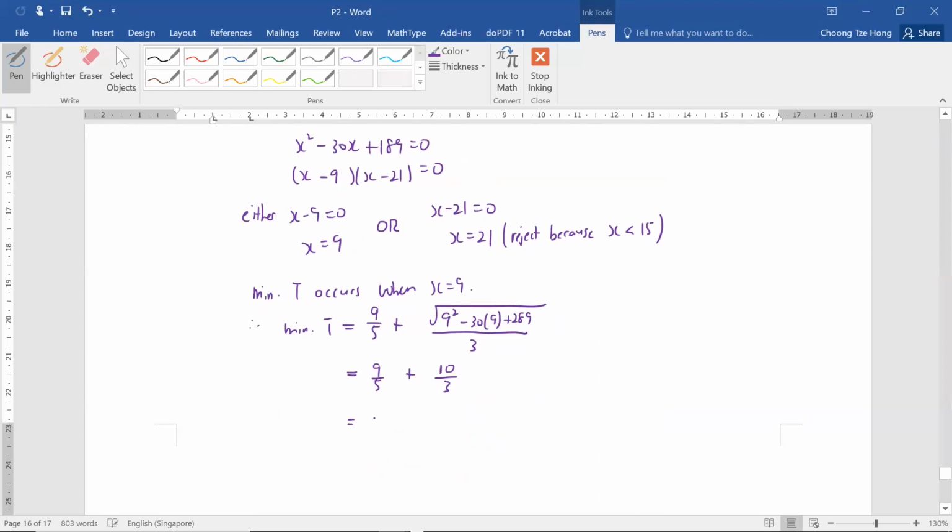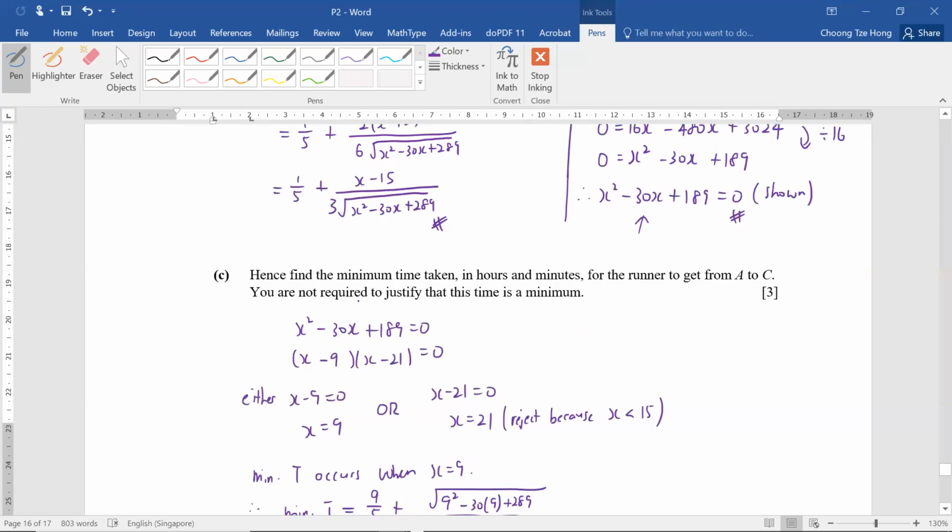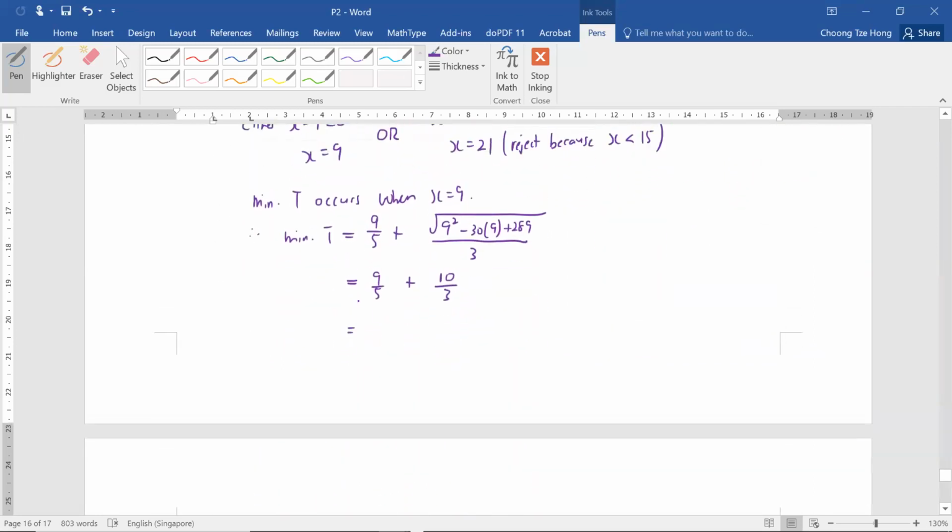If you calculate this together, they want it in hours and minutes, so you will get 5.1333 hours. That is 5 hours, then 0.1333 hours. Just take 0.1333 times 60 minutes, and you will get the time in minutes. So you will get 8 minutes.